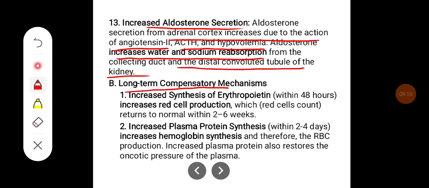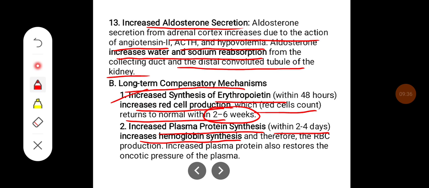Coming to the long-term compensatory mechanism, there will be increase in the synthesis of erythropoietin within 48 hours, and that increases the red cell production, that is red cell count, and returns to normal within 2 to 6 weeks. Increased plasma protein synthesis that occurs within 2 to 4 days. It increases the hemoglobin synthesis and therefore the RBC production. Increased plasma protein also restores the oncotic pressure of the plasma.